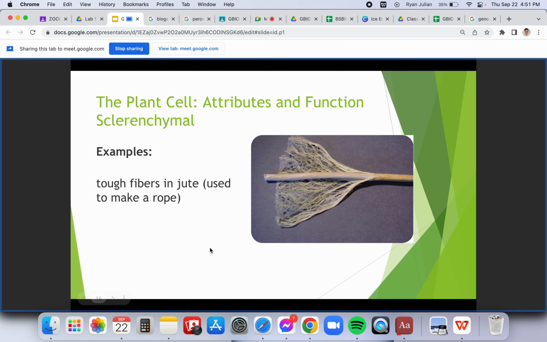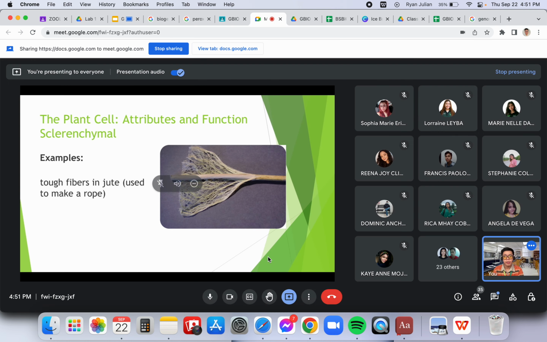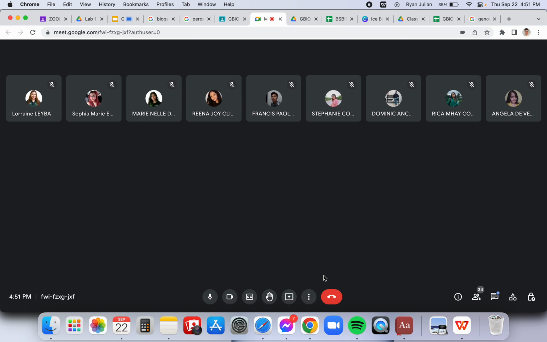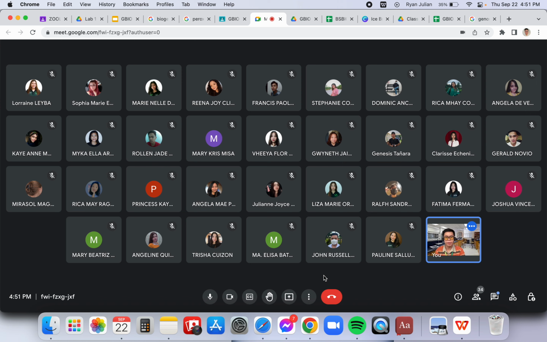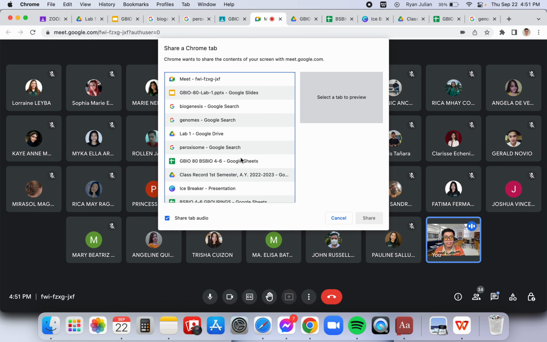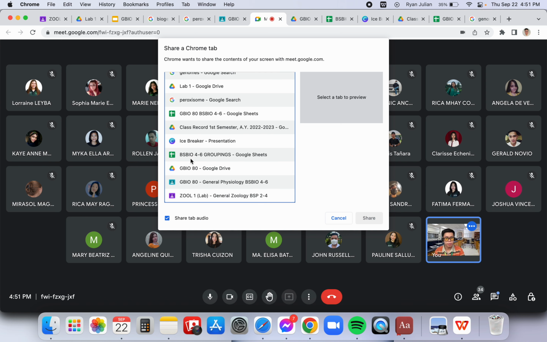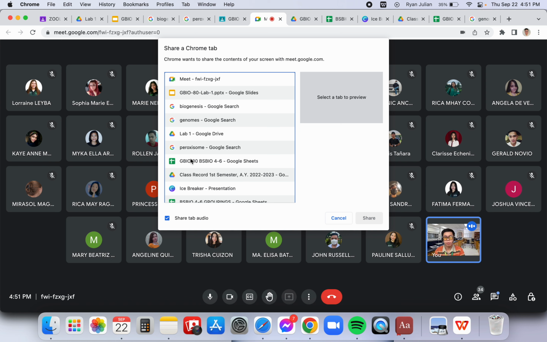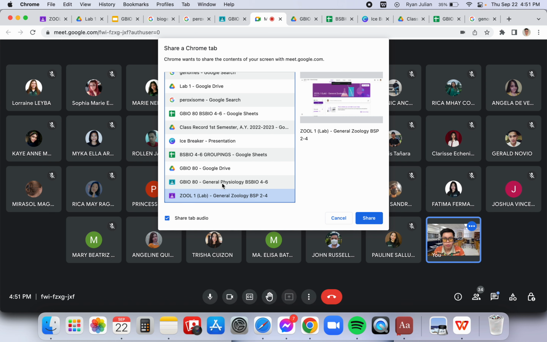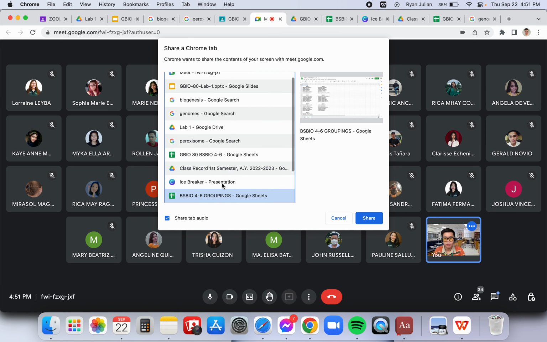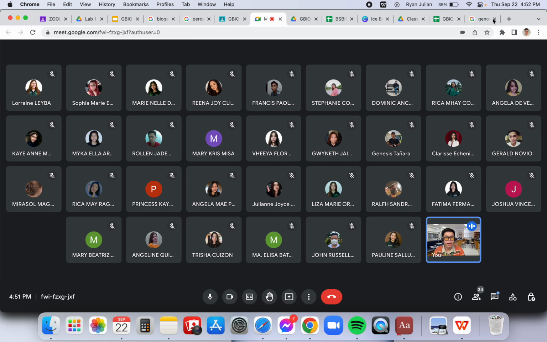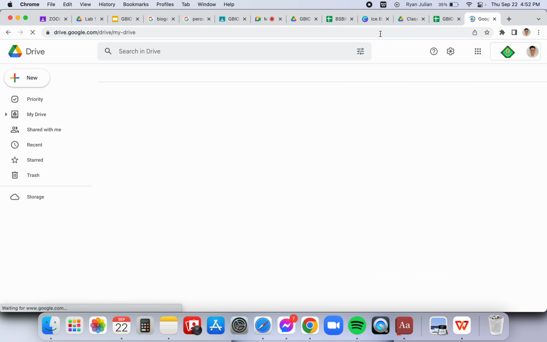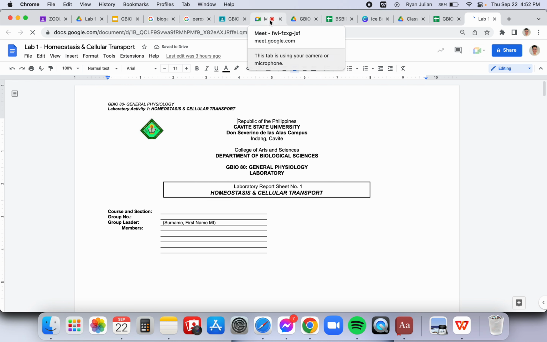And now I will stop sharing my screen and proceed to the introduction of your first activity for GBio 80. Tulad ng sabi ko sa ating chat group, this activity is going to be carried out by group or teamwork. Wait lang, class. Saan na siya? Wait, na-close ko po ang tab. Sorry. I'll go to my G Drive. Your first activity is going to be all about homeostasis and cellular transport for plants.